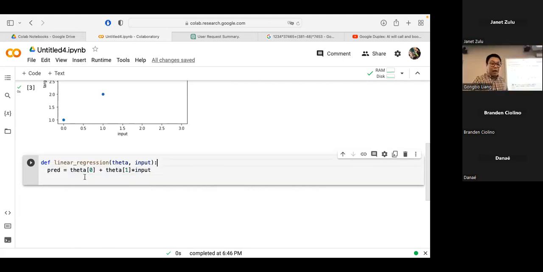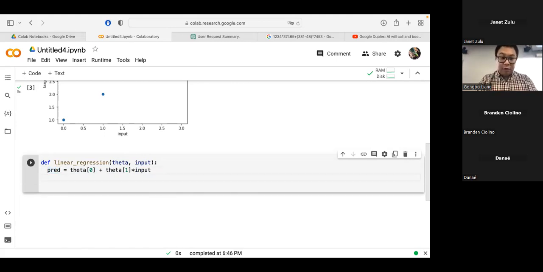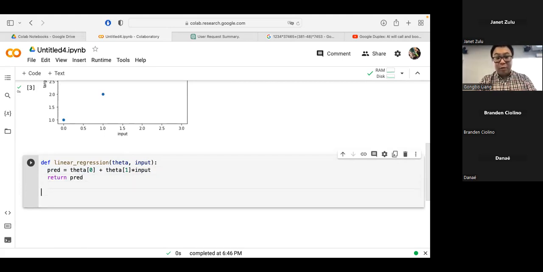So now I have a straight line function with two parameters, theta 0 and theta 1. For any input, I multiply it by theta 1, then add theta 0, and it will give me the output. And that's it. So this will be my model. Return predict.